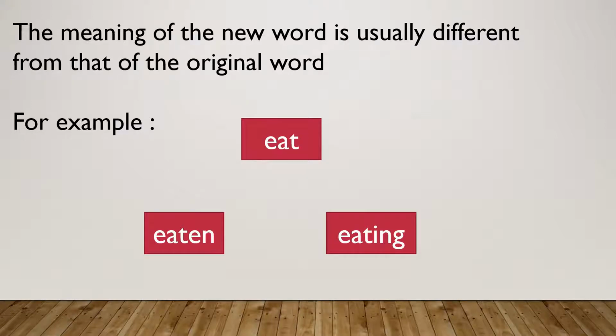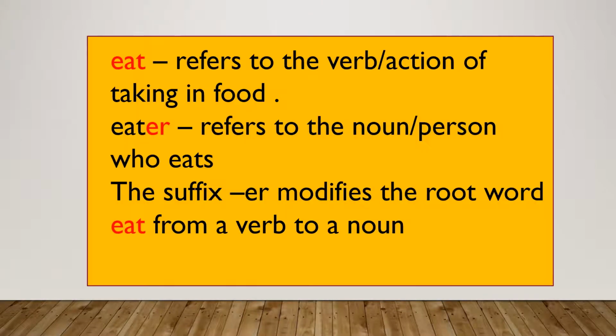So student, by adding en and ing at the end of the root word, we get two different words. Correct student? By adding en and ing, we get two different words, that is eaten and eating. These endings are called suffixes. Have you understood student? Suffixes modify the root words to which they are added.